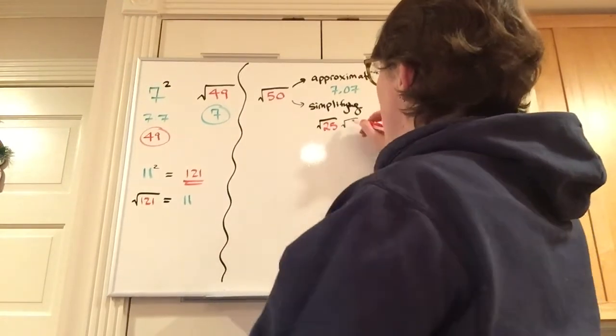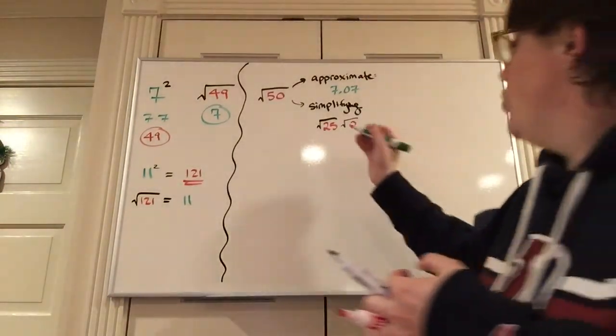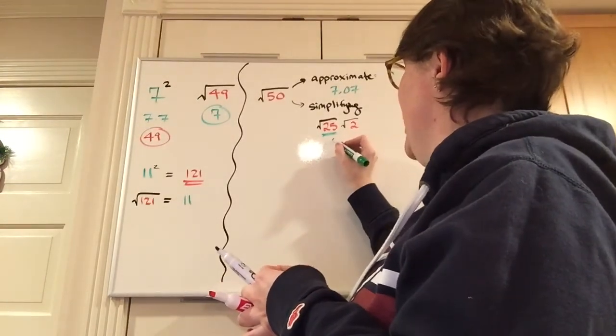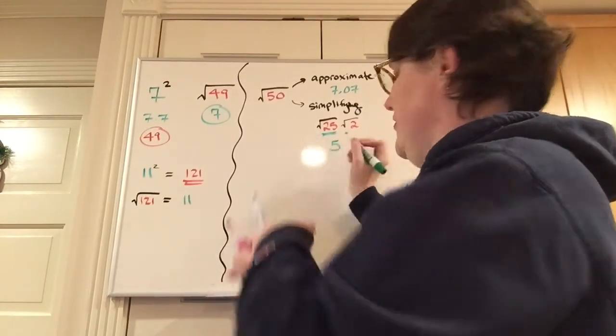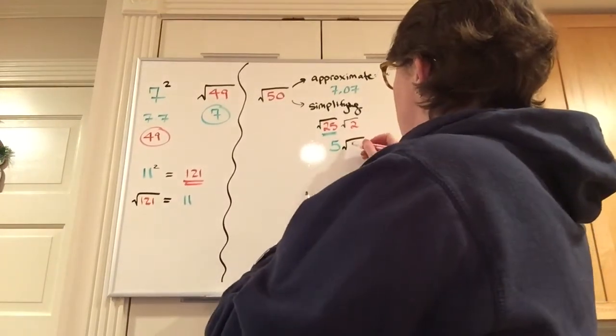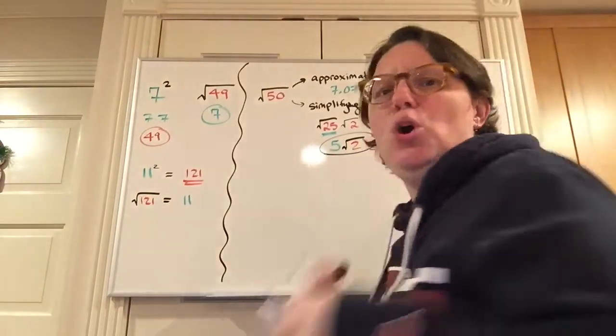Now, why is that the smart way to break it down? Well, because I know the square root of 25. 25 is a perfect square. I can say that 5 times 5 makes 25. So this becomes 5 times the square root of 2. And that's considered the simplest version of the square root of 50 because I've pulled out everything I can.